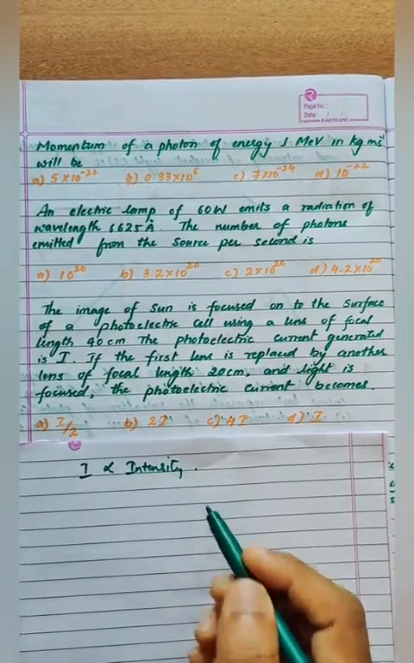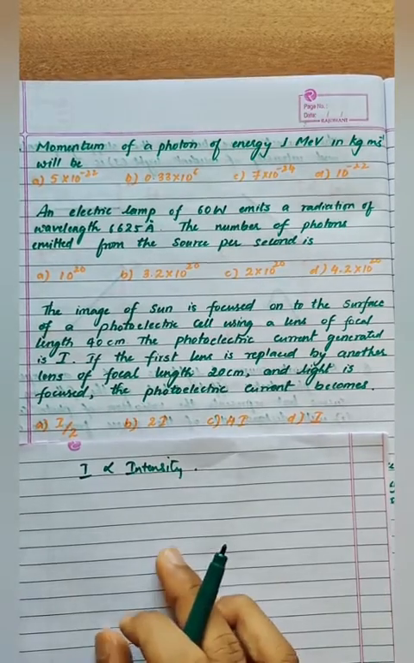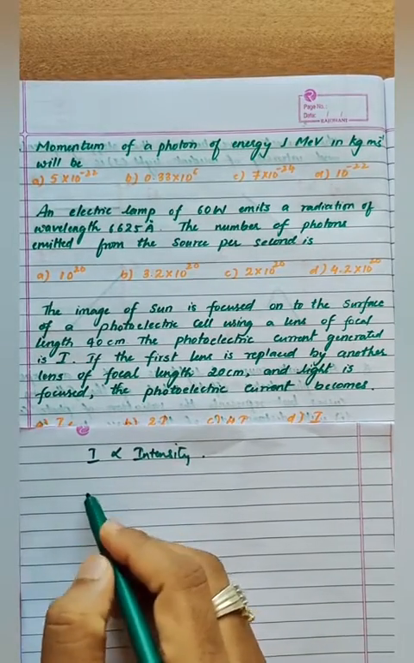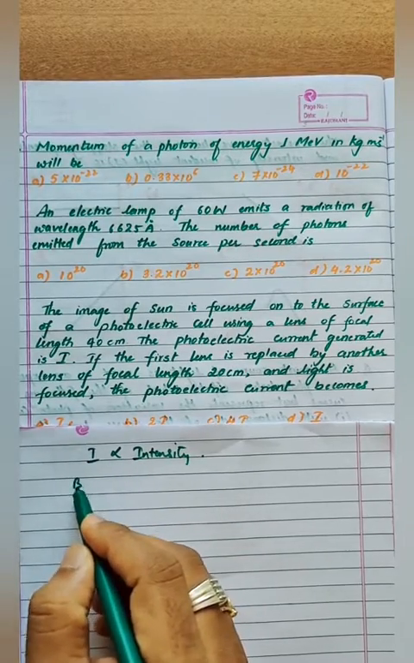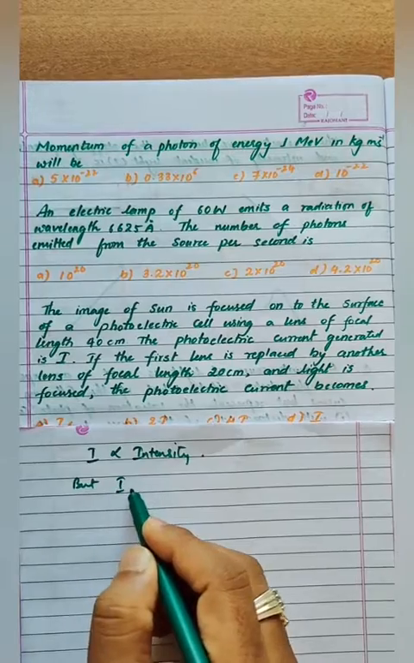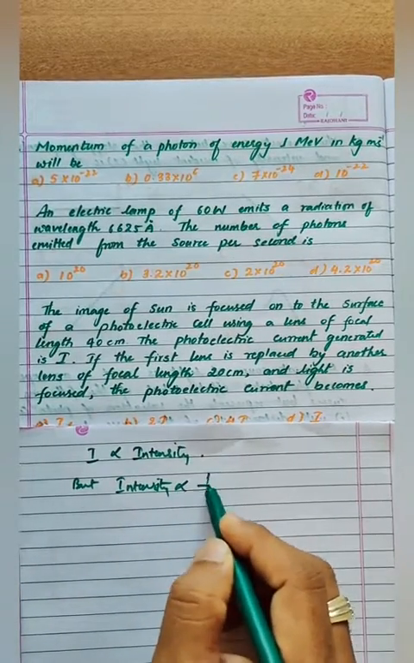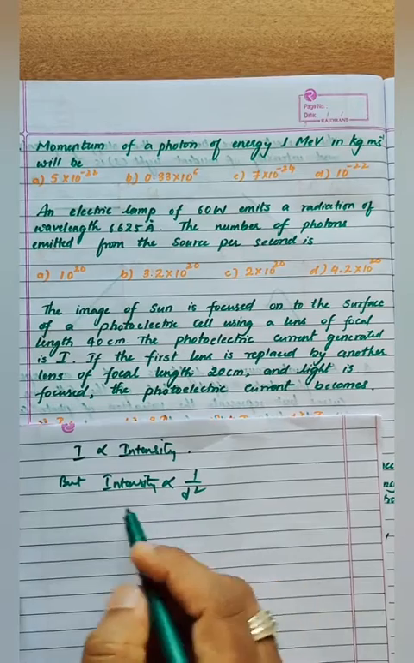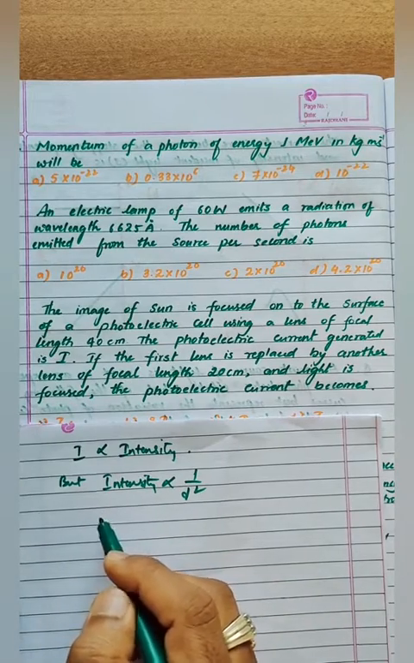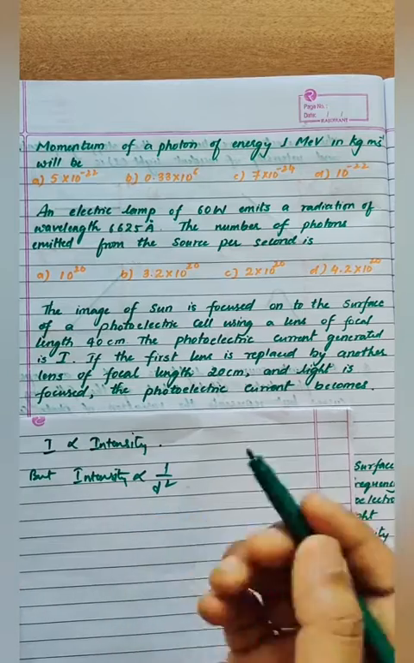As the intensity is increasing, the current is also increasing. So current is directly proportional to intensity, but we also know that intensity is inversely proportional to the square of the distance, correct? So what we should do is get the ratio of the new intensity.